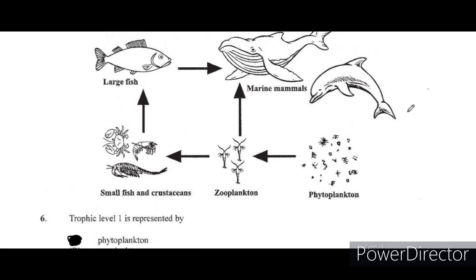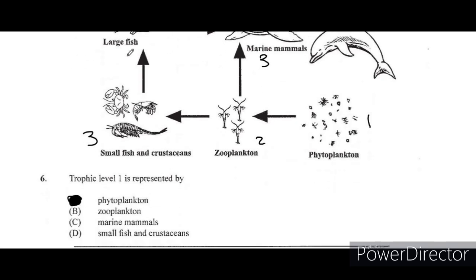Because that's where it starts, this. So this would be the first, this would be the second, marine animals could be the third, or right here, small fish and crustaceans could also be the third. And large fish, the fourth trophic level. Fourth trophic level, right?